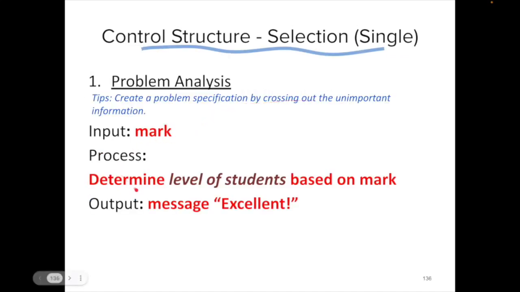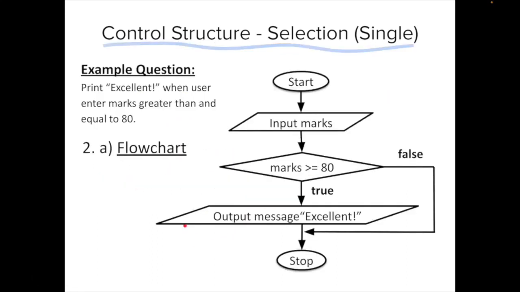Then, the process will be determine level of student based on mark. Kenapa saya buat italic kat sini dan colour yang berbeza? Ini dia lain sikit daripada yang lain. Betul tak? Boleh saja you nak buat determine the message excellent based on mark, tapi macam kurang tepat kat situ. Okay? Excellent ni kita tahu dia adalah pengukur level of student, whether that student is cemerlang ke ataupun gagal ke. So we can use our own words, which is determine level of students based on our input here, mark. So done with problem analysis, then we can convert that information into flowchart.